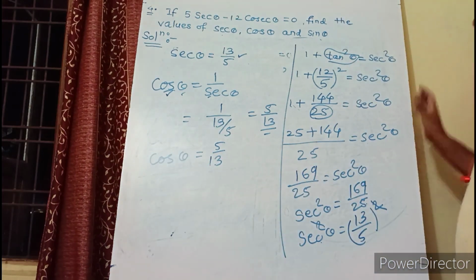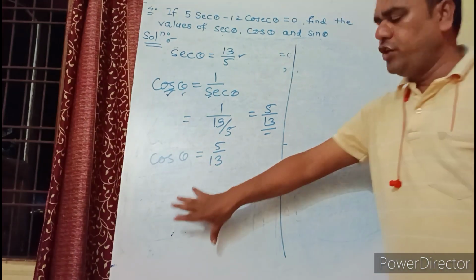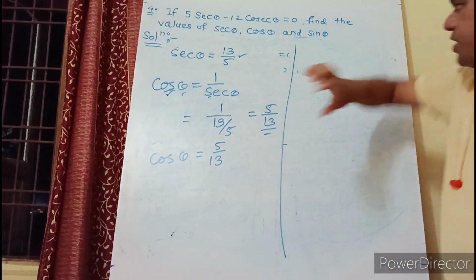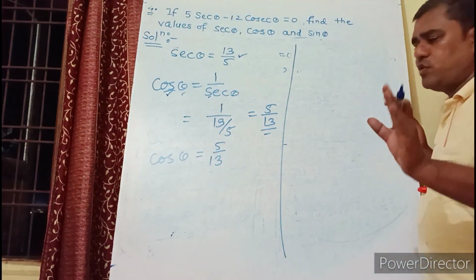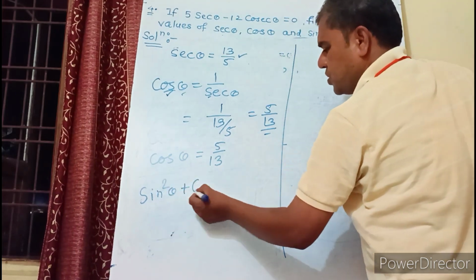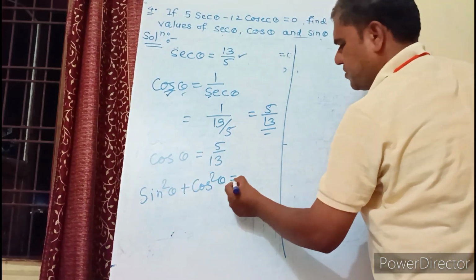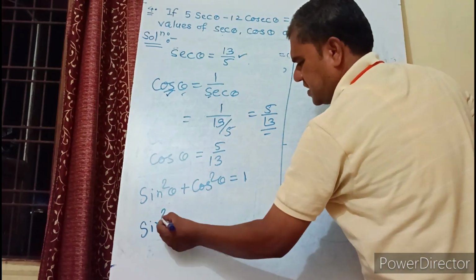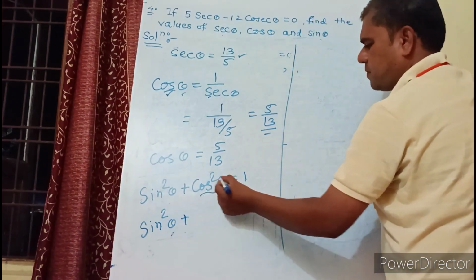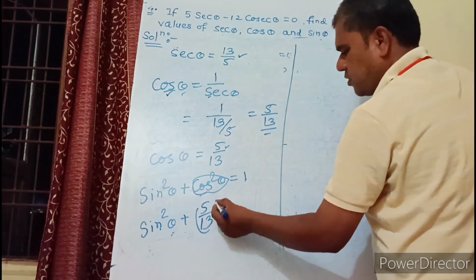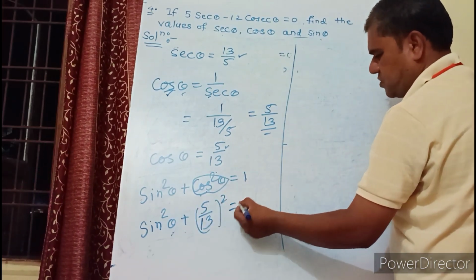Now we can easily find the value of sin theta. If we know the value of cos theta, that is 5 by 13, then we can easily find the value of sin theta. We know the relation, that is sin square theta plus cos square theta is equal to 1. Now here sin square theta as it is plus the value of cos theta, that is 5 by 13, whole square, is equal to 1.